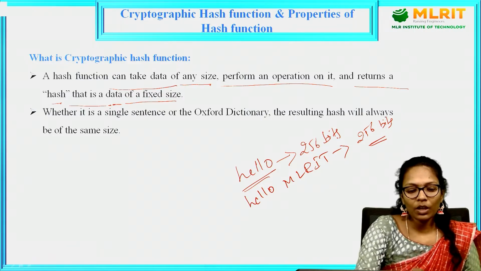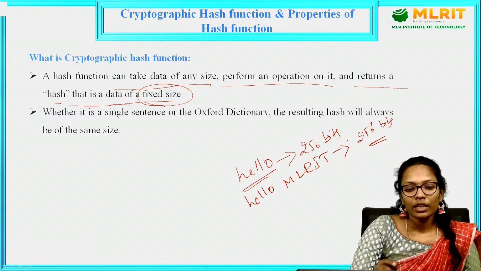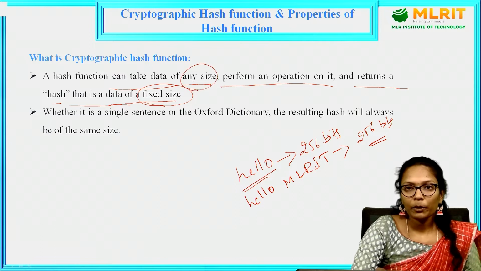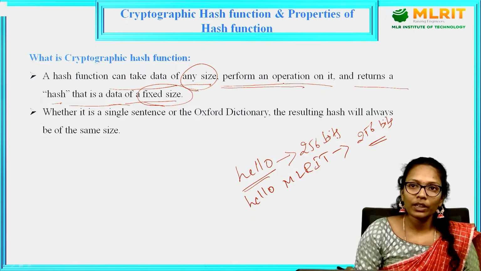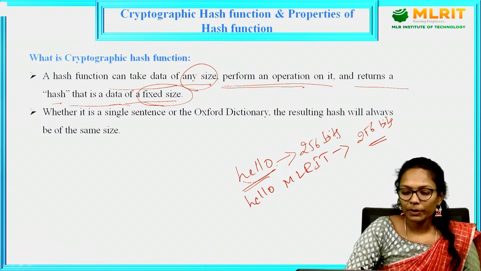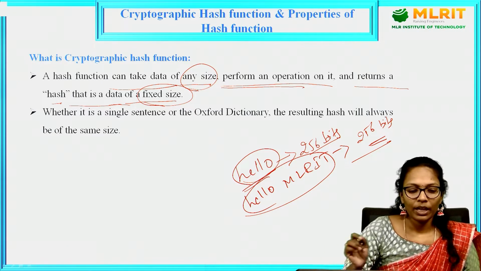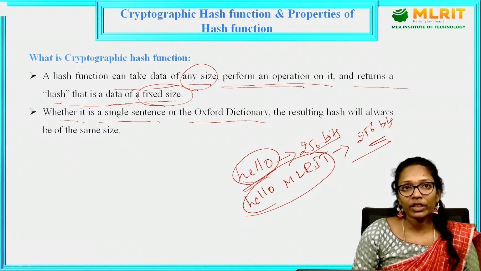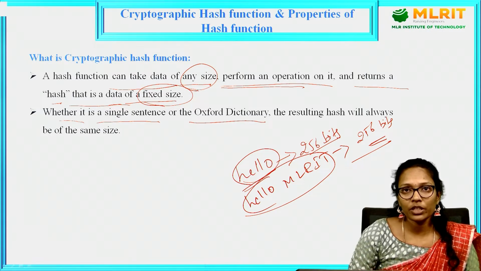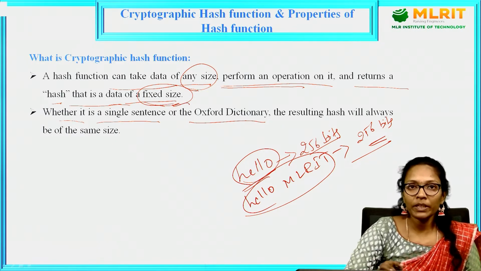Why? Because the output of this hash function is of fixed size irrespective of the input length. It is a function which takes data of any size, performs an internal operation on it, and generates the hash value, and that hash value is fixed size data. So irrespective of the input length, the output length will be 256 bits only. Whether you give a single sentence or the complete Oxford dictionary, the output will still be 256 bits only. The size is fixed for the output.